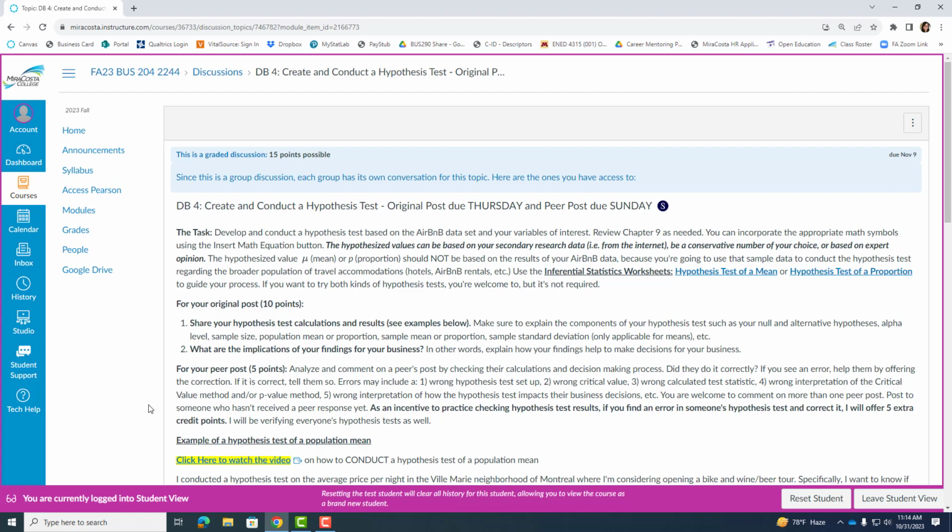And if you are able to find an error and help your peer correct it, I will, on top of the peer post points, offer an extra 5 extra credit points. I will also be verifying everyone's hypothesis tests and providing feedback directly into the discussion board. But this is just good practice for you to look at hypothesis testing from another angle. Not just from creating it, but also from checking one.